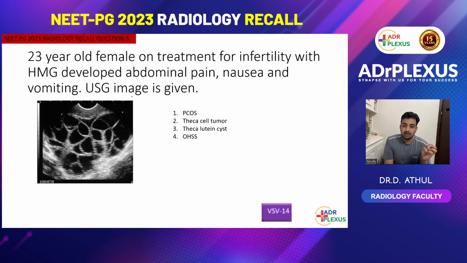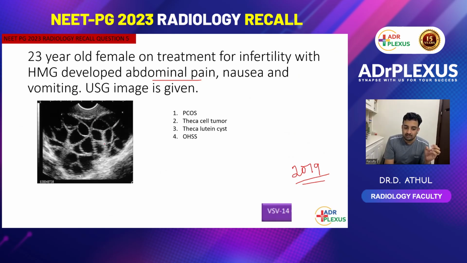So this is again a very important question. This question was also a repeat question because it was once asked in NEET-PG 2019, I guess. Here, this is a 23-year-old female on treatment for infertility. Whenever in the questions we come across treatment for infertility, we should think in terms of ovarian hyperstimulation syndrome. So the patient developed sudden onset of abdominal pain, nausea, and vomiting.